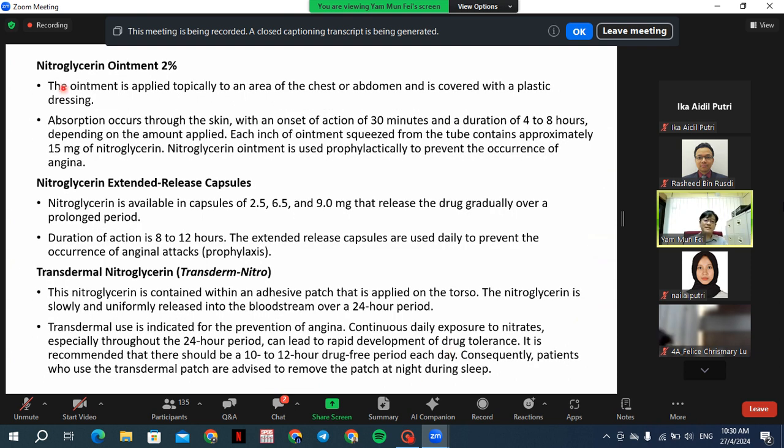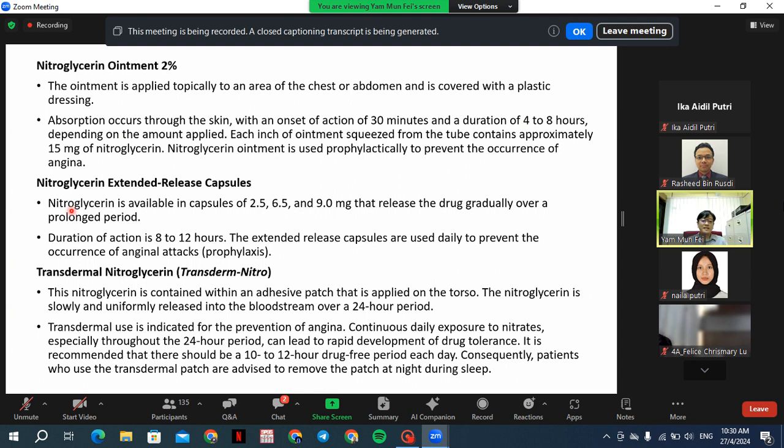Another type is nitroglycerin ointment. You can apply it topically on your chest. They take 30 minutes to onset, and the duration is 4 to 8 hours, meaning that this type of formulation will stay longer in your body.